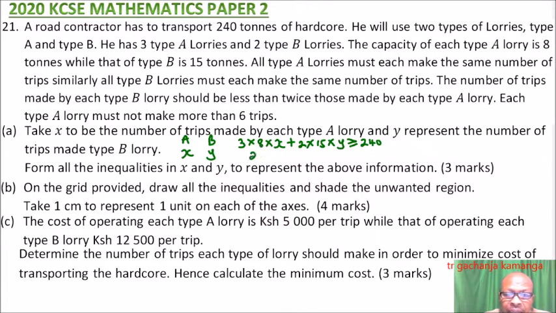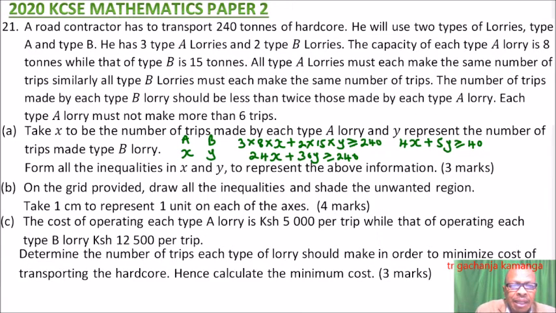So when you simplify this, 3 times 8 is 24x, plus the other one is 30y. Then this is greater or equal to 240. You can divide throughout by 6, and you'll be able to simplify. This will be 4x plus 5y, greater or equal to, when you divide by 6, 40. So that is one of the inequalities that we can form.